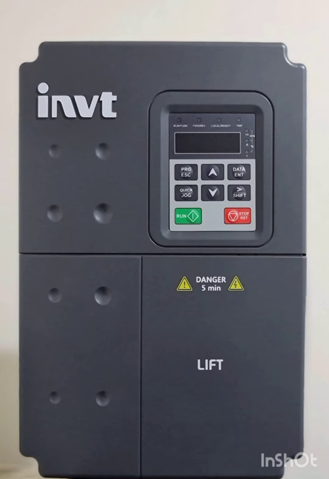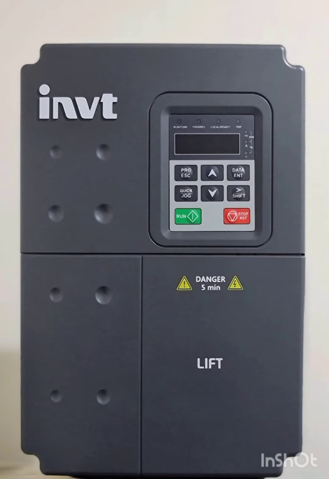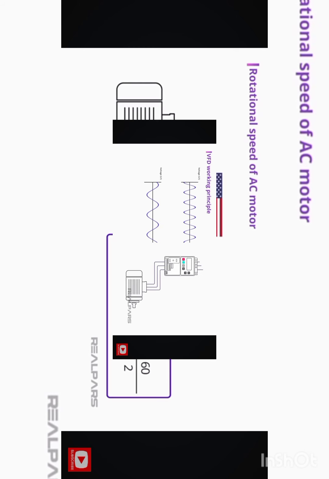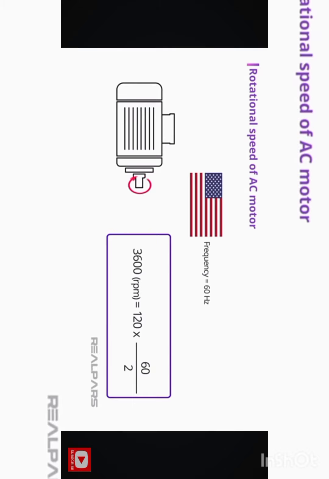So one of the key principles here is that by changing the frequency of the output voltage, we can change the speed of the output motor. So the three-phase motor at the load is controlled by changing the frequency of the output voltage.